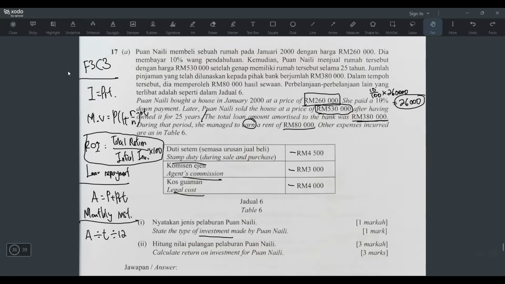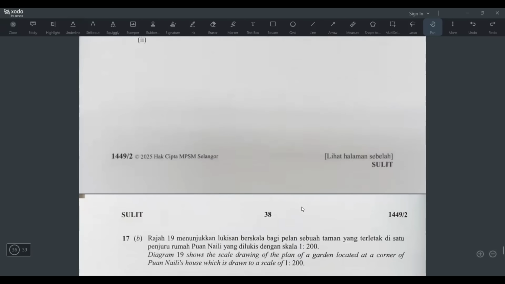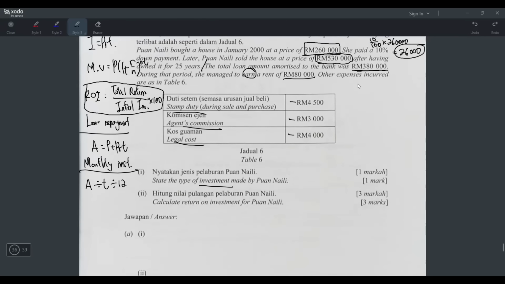Okay, number 1, state the type of investment made by Puan Naili. I'm sure a lot of you already forget about this because you learned this in Form 3 chapter 3. So I'll tell you now about the type of investment. I'll just write it beside here. So this is the notes. Okay, so I'll write here, type of investment.